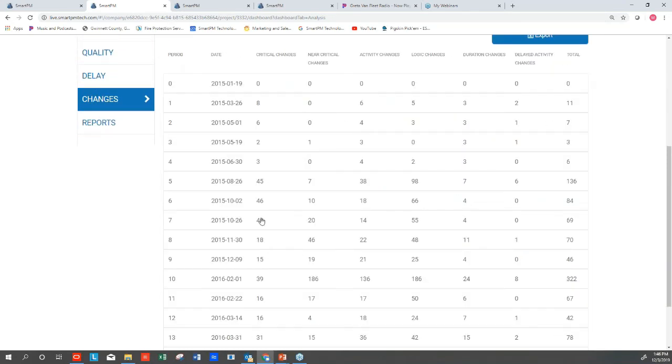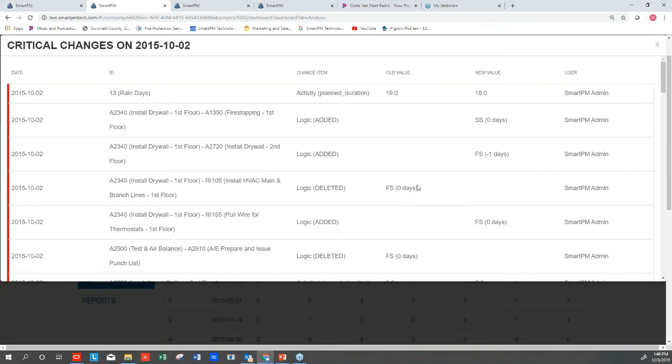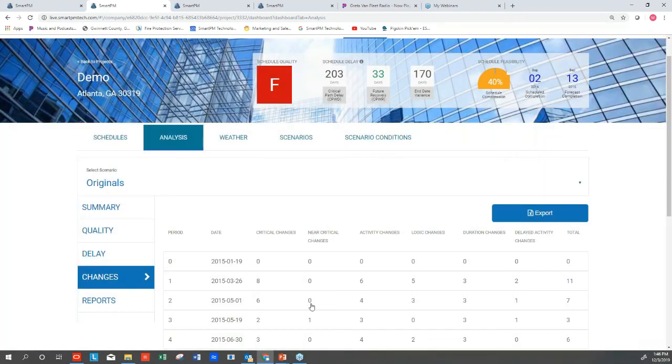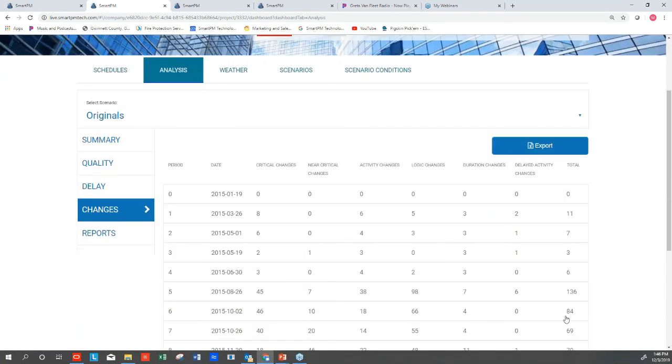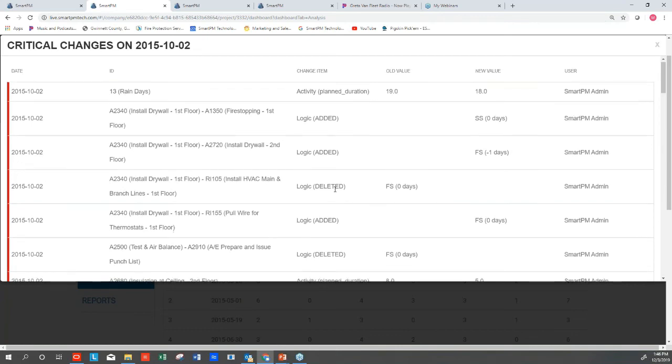I want to go look at that schedule. I want to understand on 10.2 what were the changes that were made that altered the critical path. I'm going to exit out of that real quick. We can see that of all the changes, there was 84 changes in this period, 46 of them hovered around the critical path, which is important to note. Now it's interesting to go see, well, what are those changes and how do they affect the job?